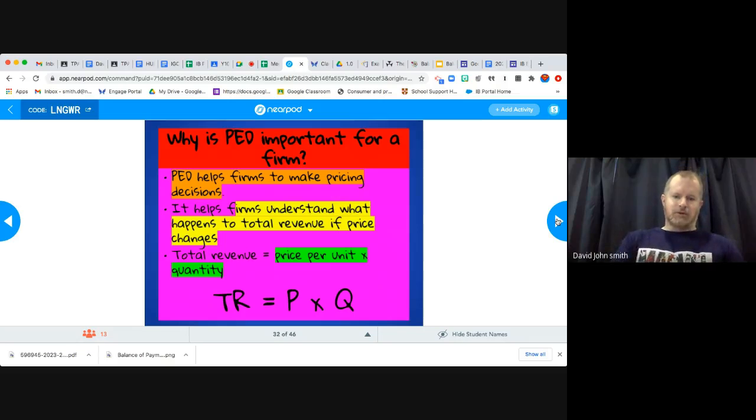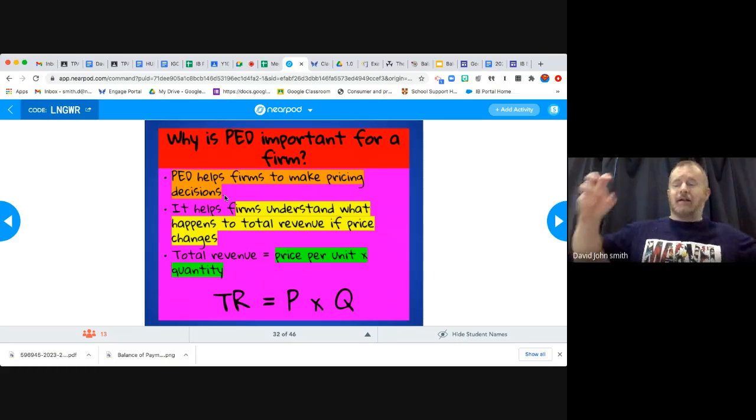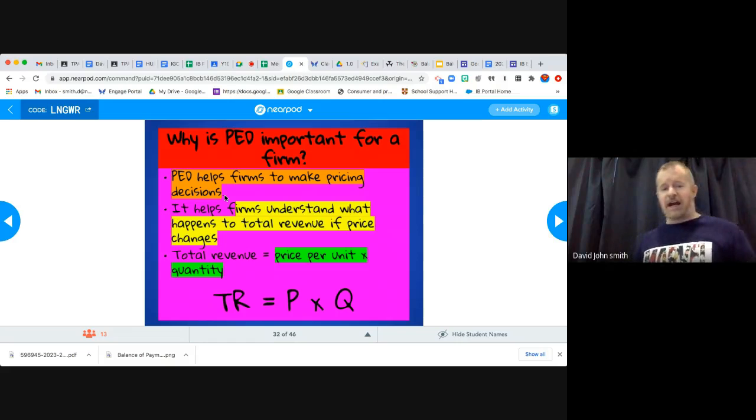That's the word we use to explain what businesses are going to earn when they sell a product. Now, revenue is different from costs, and revenue is also different from profit, so we have to be careful about that. So why is PED therefore important for a firm? Because the PED is going to help your business, your firm, to make a pricing decision. It's going to help them figure out what price to charge for this particular product. It will help the business to understand what happens to the total amount of their revenues, the total amount that they earn from sales, if the price changes.